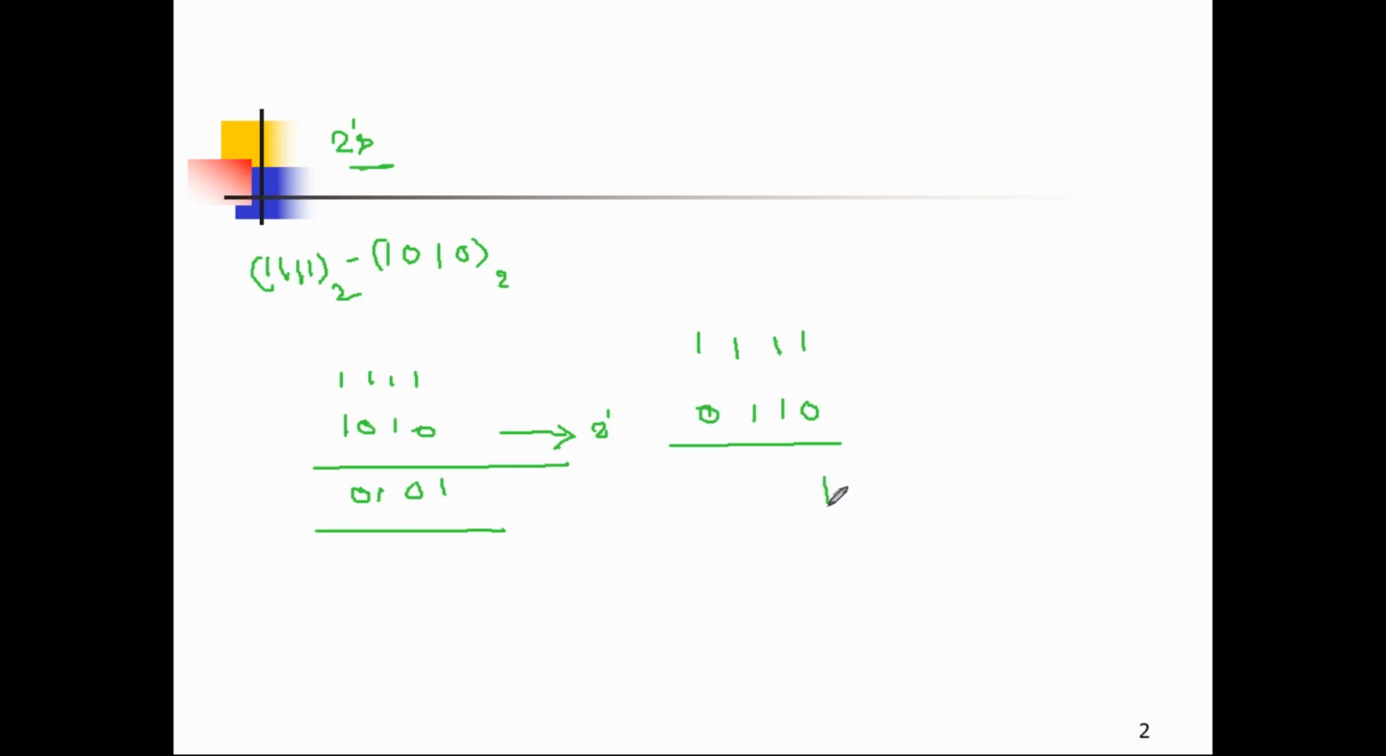Now add both. 1 plus 1, 0, carry comes to here. 1 plus 1 plus 1, again 1. Sum, carry is there. 1 plus 1 carry, so sum is equal to 0. Now the carry will be set.